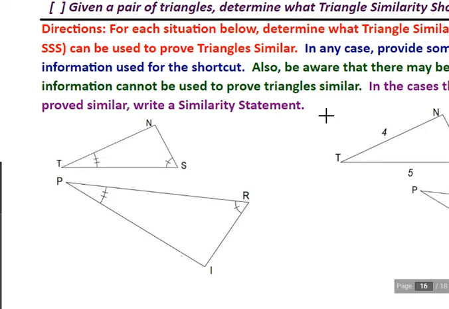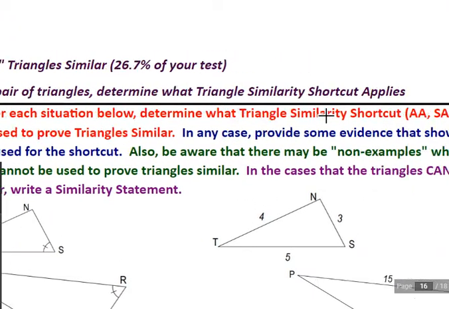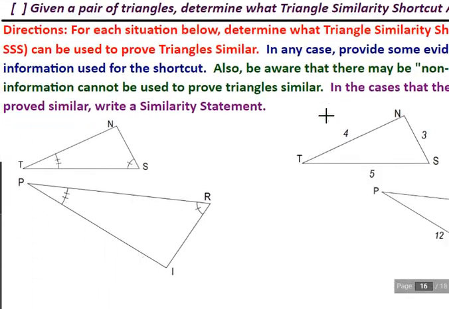Now, we should be aware that there might be some cases where we can't prove it. And so the way that's going to look is either the sides will not be proportional, or we simply don't have enough angles to make our angle-angle similarity statement, or similarity shortcut idea. All right, so let's jump in.